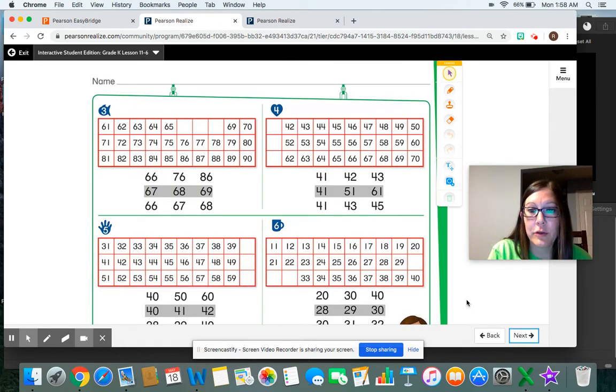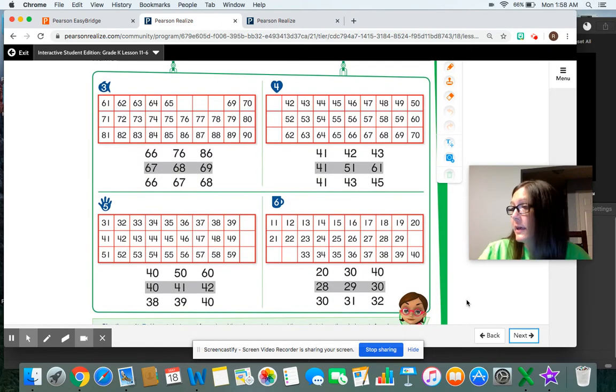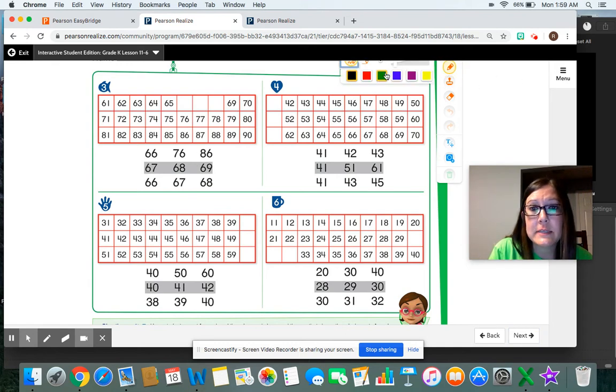All right, now your page should look just like this, and you shouldn't have had to turn anything. It should be the page that's right next to the one that we were working on. So here we are going to have to look at the missing numbers and try to figure out which choice we should make. Is it going to be 66, 76, 86, 67, 68, 69, or 66, 67, 68? Which one of these groups shows the missing numbers?